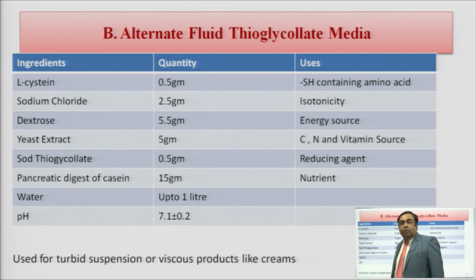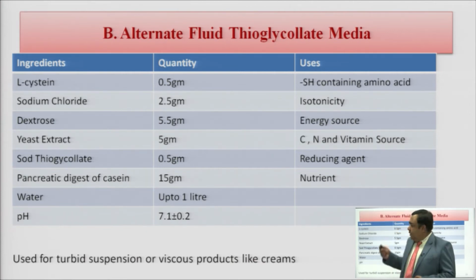Next is alternate thioglycolate media. It also contains L-cysteine, and these are the concentrations: sodium chloride 2.5 gram, dextrose 5.5, yeast extract 5 grams, sodium thioglycolate 0.5 gram, pancreatic digest 15 grams, water up to 1 liter, pH 7.1 plus minus 0.2. It is mainly used for turbid suspension or any viscous product, say cream and so on.